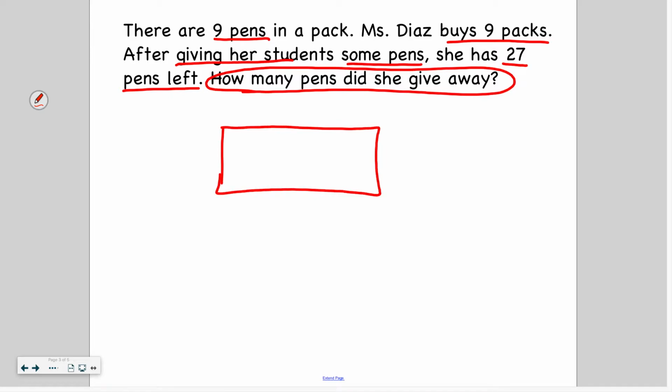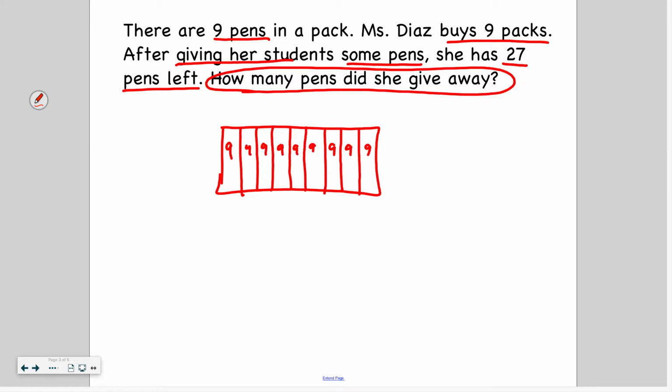So I'll start with my tape diagram. I'm going to do 9 packs of 9 pens. 3, 4, 5, 6, 7, 8, 9. Okay, good. 9 packs of pens, and each of them bring 9. So that's 9 times 9.